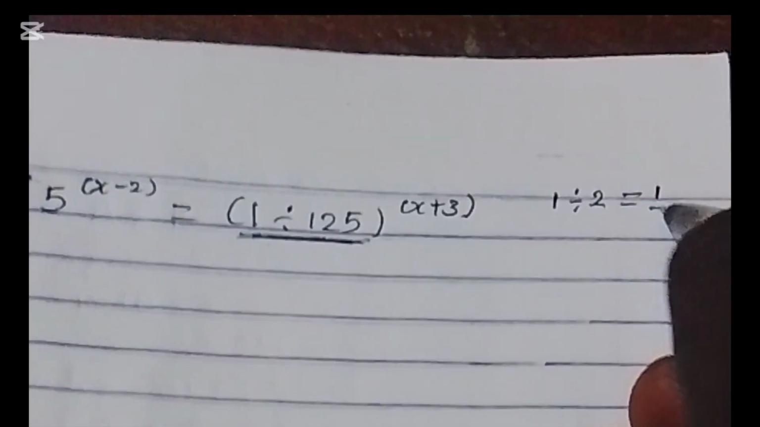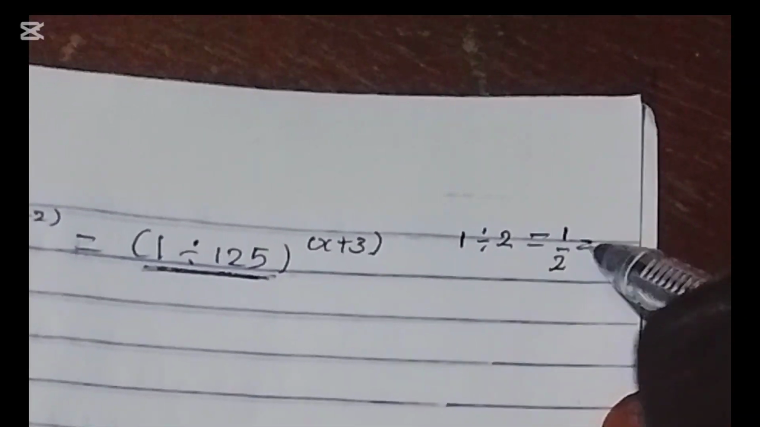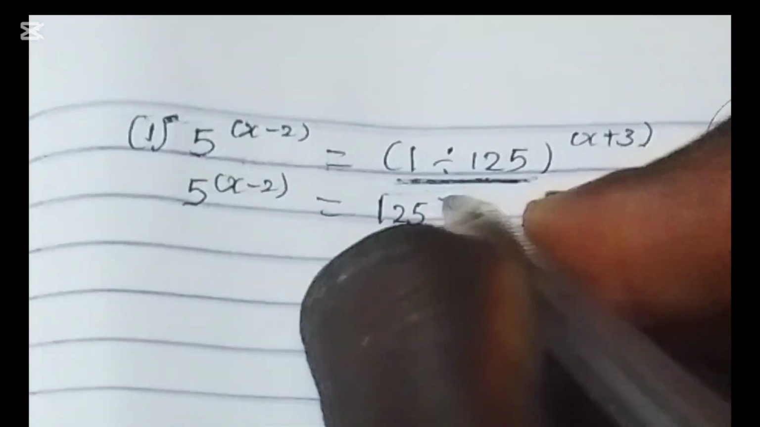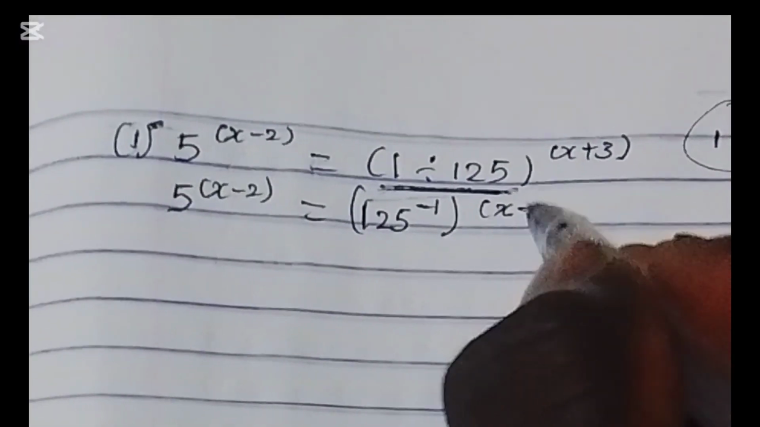Now, if you look at this, you can express it in a different form. When we have 1 divided by 2, it can be written as 1 over 2, and that same 1 over 2 is the same thing as 2 raised to the power minus 1. So you can apply this knowledge to what's inside this bracket. That will give us 5 raised to the power x minus 2 equals 125 raised to the power minus 1, all in brackets, then x plus 3.